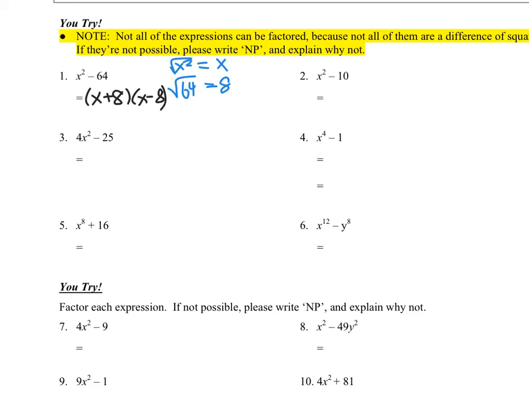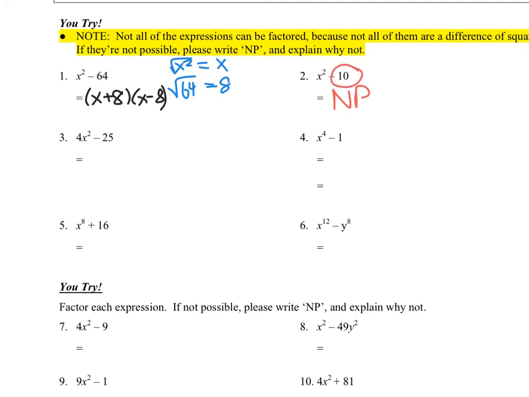I go to number 2. There's a difference? Yes. There's 2 terms? Yes. Are they both perfect squares? No, because the square root of 10 is not a nice whole number. So this is not possible because of that 10.